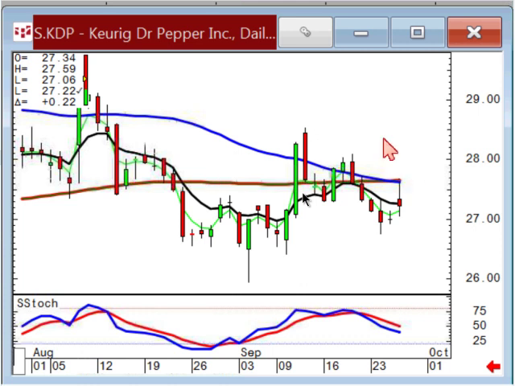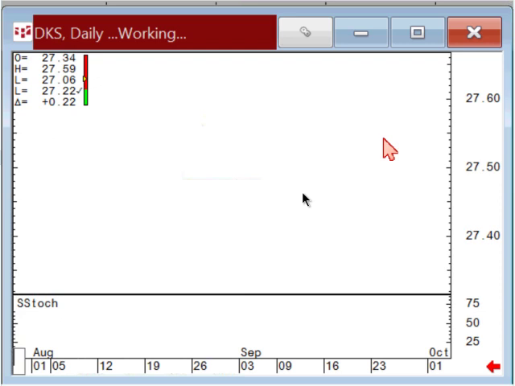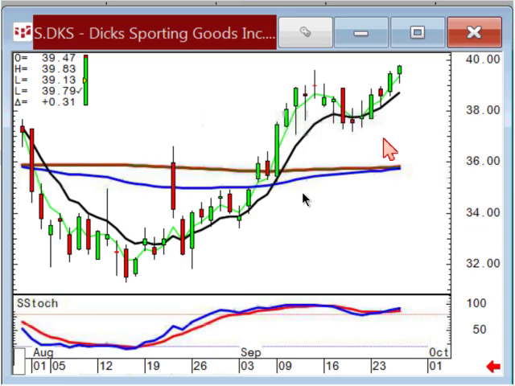X. Nice J-hook. Stay long on this one. This is your classic. There's your fry pan bottom, J-hook. Notice your morning star signal right smack dab on the T-line.